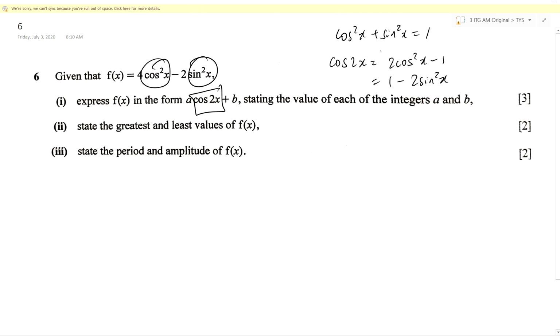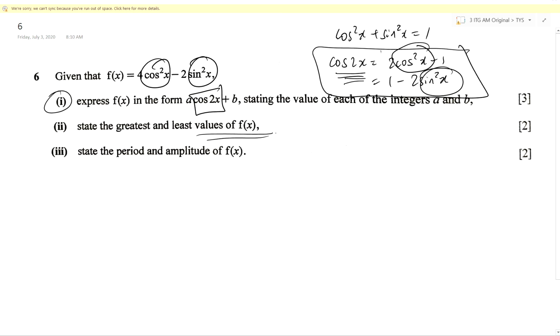Now they want it in cosine 2x. Quite clearly, this is going to be useful. I can rewrite my cosine squared x in terms of cosine 2x. I can rewrite sine squared x in terms of cosine 2x. By doing so, I can solve part 1. Change all your sine squared, cosine squared to cosine 2x. Done. State the greatest and the least values of f(x). Now f(x) becomes a cosine 2x plus b.